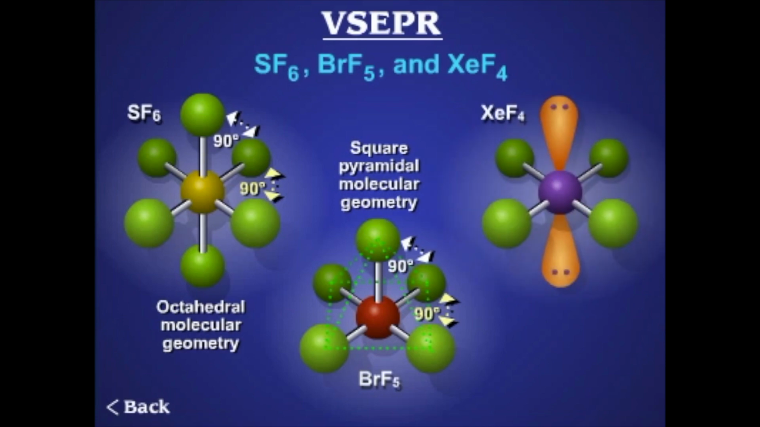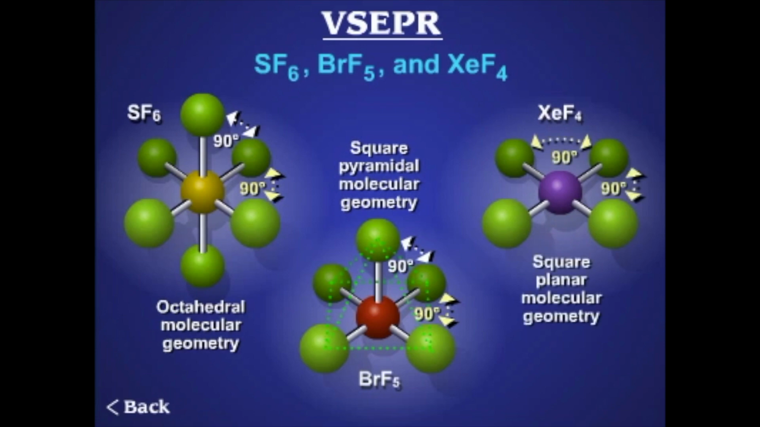In XeF4, there are 4 bonding pairs of electrons and 2 lone pairs. The lone pairs are arranged 180 degrees to each other to minimize lone pair repulsion. The molecular geometry, that is the arrangement of the xenon and 4 fluorine atoms, is square planar with bond angles of 90 degrees.